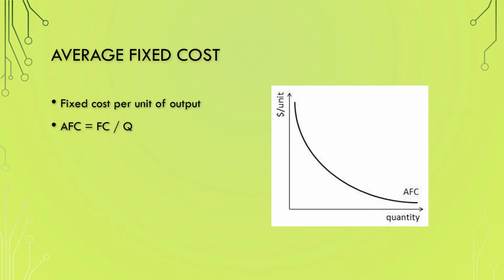As we produce more, we are spreading out that fixed cost over a larger quantity. So it's going to continue to get smaller and smaller and smaller. It will never hit zero, obviously, but it also will never increase. So average fixed cost continuously decreases because that Q, that quantity, is getting larger and larger. We're spreading out the fixed cost over a greater quantity, causing our average fixed cost to always continuously decrease.